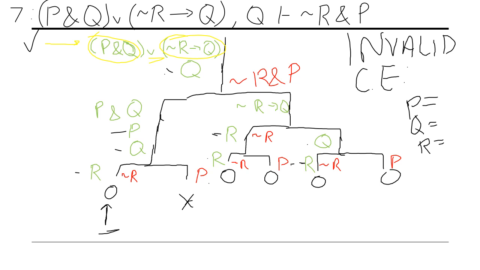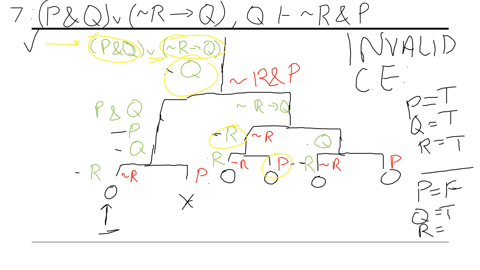So I've got an R that's on the left. That's true. I've got a Q that's on the left. That's true. I've got a P that's on the left. That's true. Now you may have realized that there are a couple more branches that have different values, which I could have done here, where P is false, R is true, Q is true. I could have written P equals false, Q equals true, R equals true. So I could have done either of those as a counterexample.